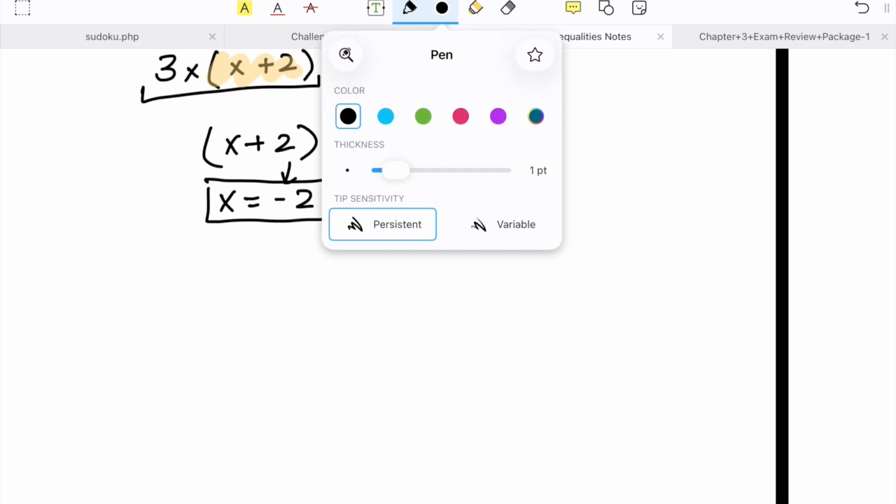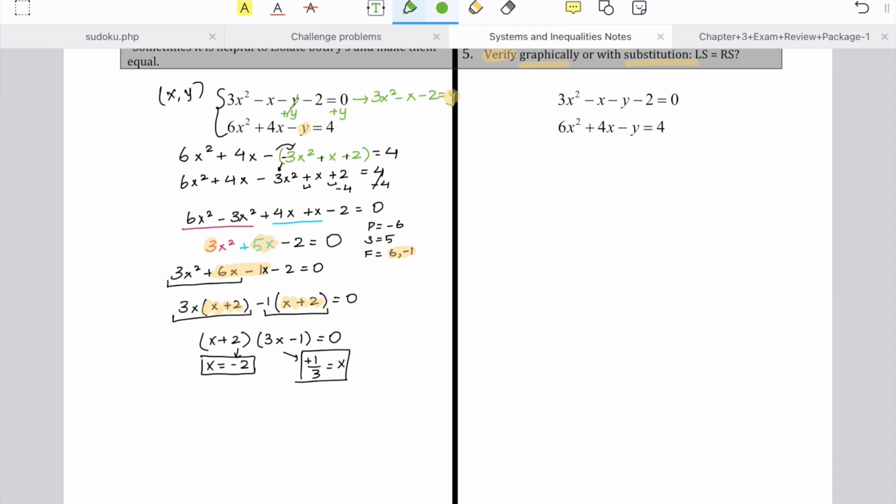To find my y values, I'm just going to put them in either of the equations, first or second. I can use the first equation, the same one over here, because y is already isolated. So 3 times negative 2 squared minus negative 2 for this one, and negative 2 squared is 4, so 3 times 4 is 12. Negative times negative is positive 2, minus 2. So 12 plus 2 minus 2 is 12. So my point will be negative 2 comma 12.